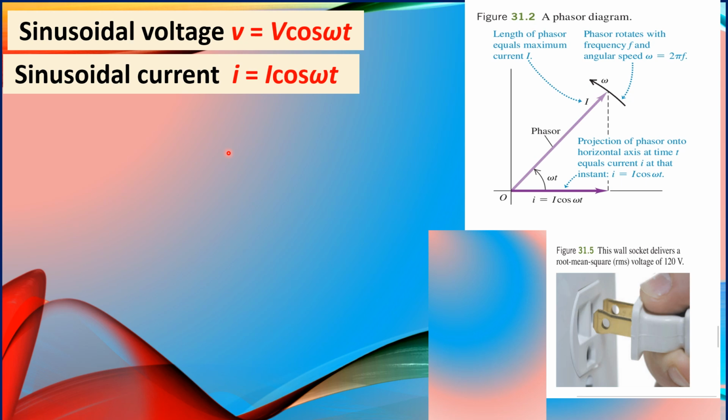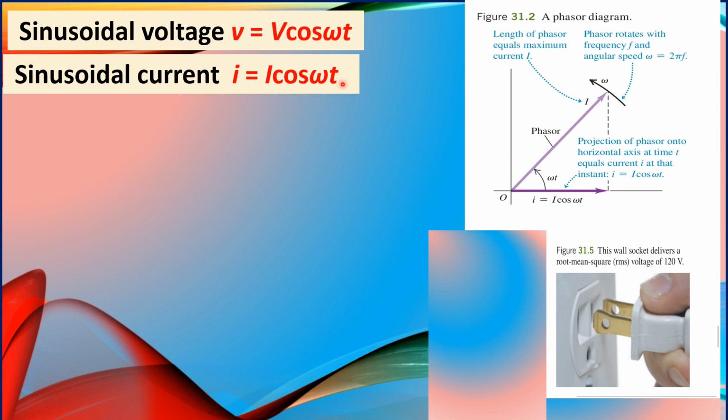We express the instantaneous voltage and instantaneous current in terms of the cosine function. Why is this so? Let's take the case of the sinusoidal current, small letter i. It is expressed as the product of capital I, which stands for the maximum current, and the cosine of omega t. The product omega t refers to the angle expressed in radians.